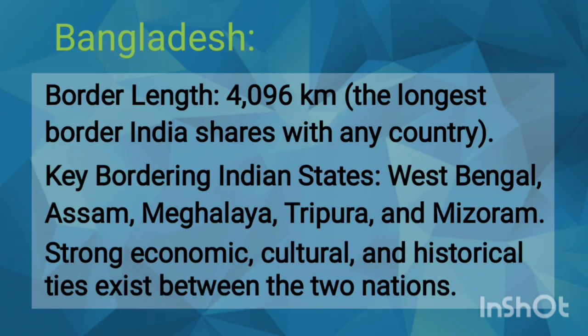Next one is Bangladesh. It is located to the east. India shares a 4,096 km border with Bangladesh, the longest border it shares with any country. States bordering Bangladesh are West Bengal, Assam, Meghalaya, Tripura and Mizoram.